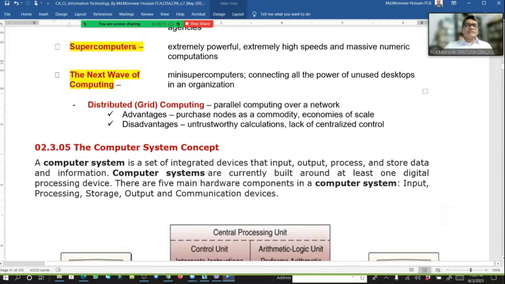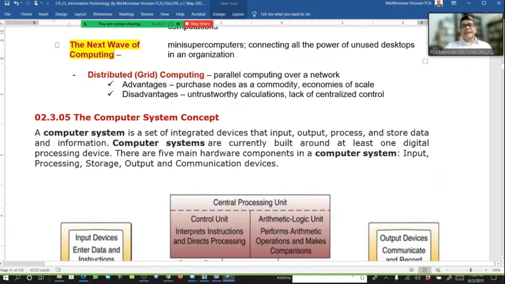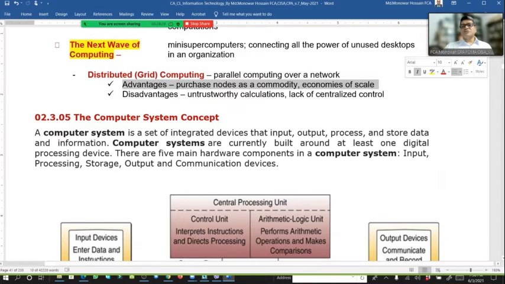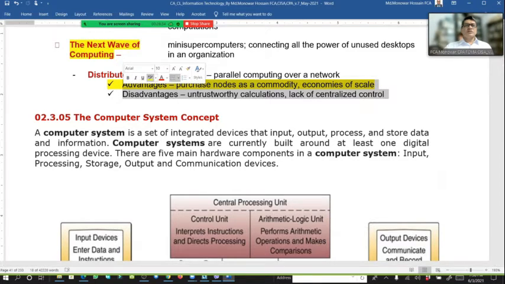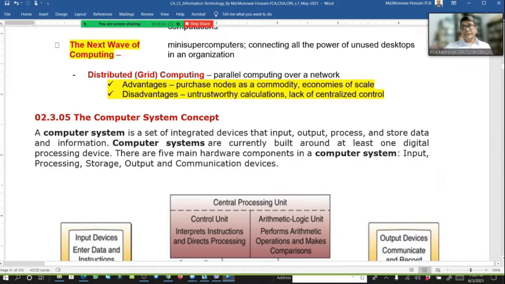And distributed grid computing, a parallel computer over the network. The advantage is that it is economical at scale, and the disadvantage is the lack of centralized control. Look here, if we are using a laptop at this moment, my laptop is also used for office purposes, and also for personal purposes.